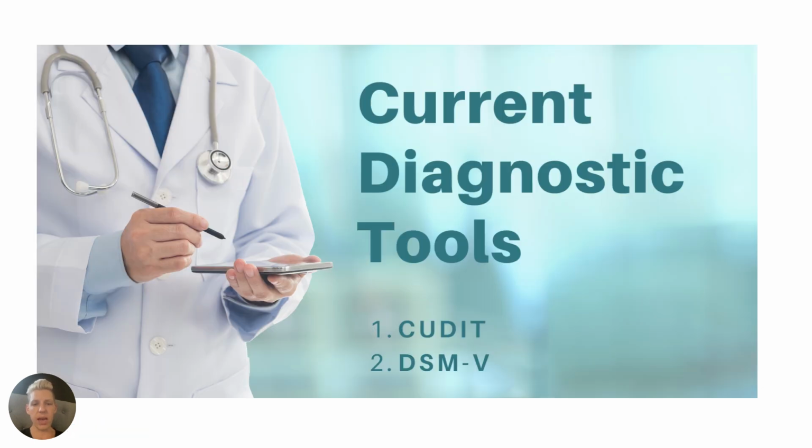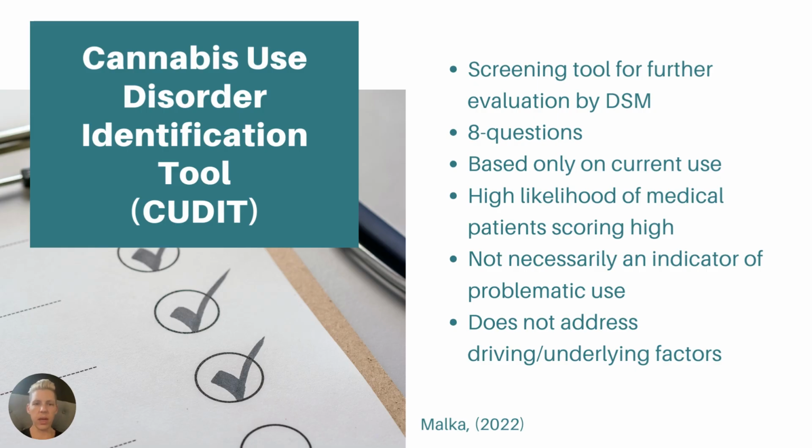In diagnosing, we have very limited tools. We have the cannabis use disorder identification tool, and then the DSM. So let's look at the CUDIT. This is just a screening tool to be further evaluated by the DSM. This is 8 questions, and this is based primarily on current use. Medical patients have a high likelihood of scoring high on it because it does not differentiate between medical use and recreational use. So it's not necessarily an indicator of problematic use. And this tool does not address the underlying or driving factors behind why people are using cannabis, and why they're choosing to continue to use despite negative consequences.